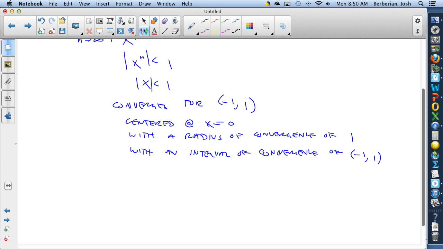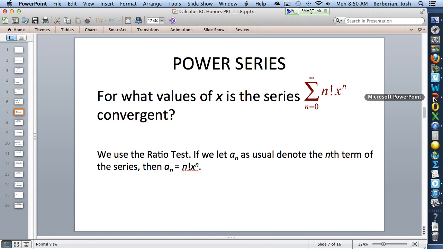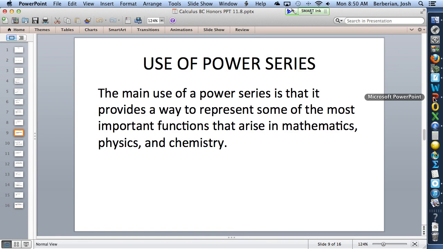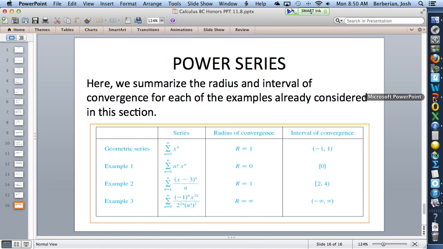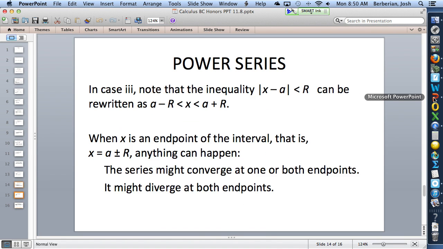And so your next question is, hey, can you give us one where something more interesting happens at the endpoints, right? What if you had a power series that did converge at one of the endpoints? It'd be nice to know. So let me see if I can find one. Great. Okay. Got one.